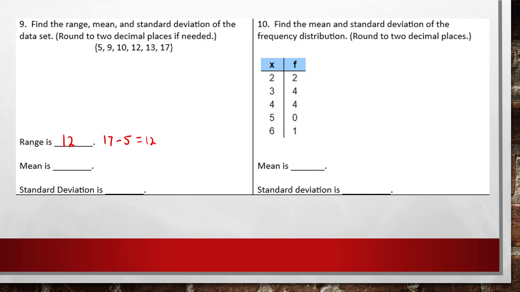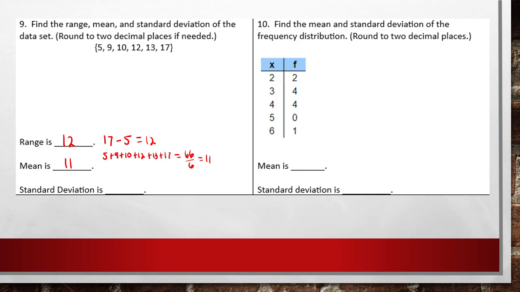Okay, to find our mean, we simply have to add the numbers together. So we're going to take the 5 plus 9 plus 10 plus 12 plus 13 plus 17. If we add all of those up, we get 66. And if you count here, we have 6 numbers: 1, 2, 3, 4, 5, 6. So we're going to take that and divide it by 6, which gives us 11. When you are getting these numbers, your 11 should be somewhere between your highest and lowest number, which it is. So our mean is 11.